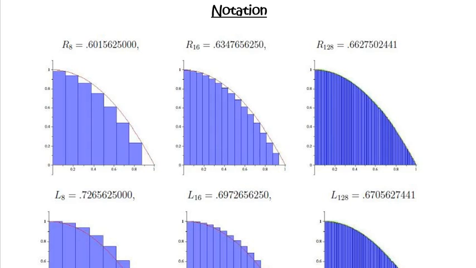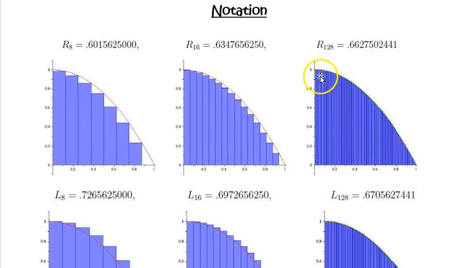Okay, the last thing I want to talk about is notation. So in our previous lesson, we were using the rectangles, and I have some pictures here that talk about those things. Here they were doing right-hand sums, and this notation shows that they were using 8 rectangles, and they got this particular area, and then they used 16 and got this particular area, and then they used 128 and got this particular area.